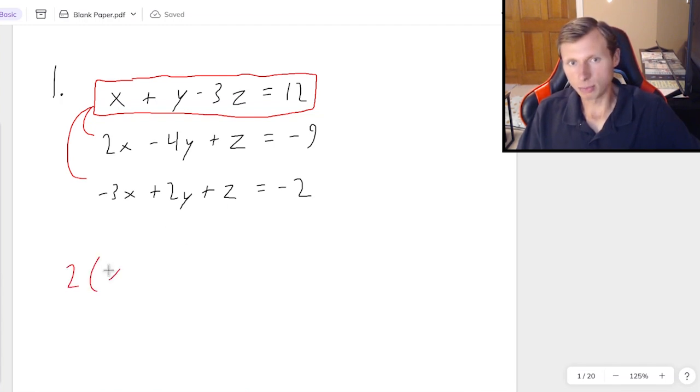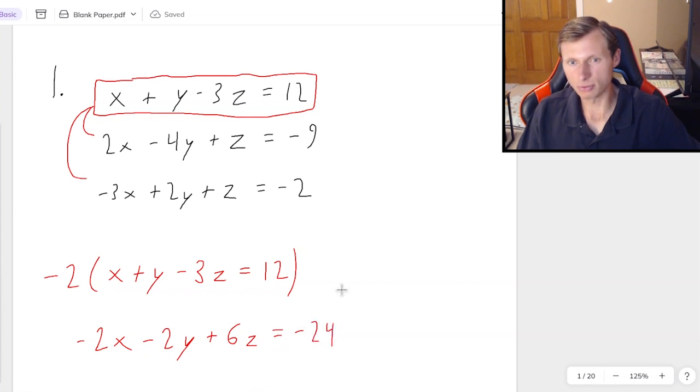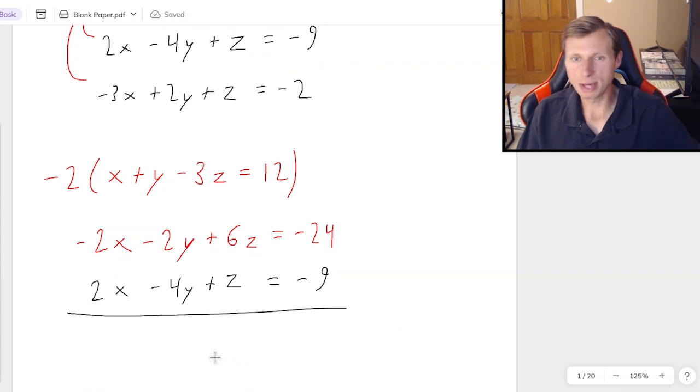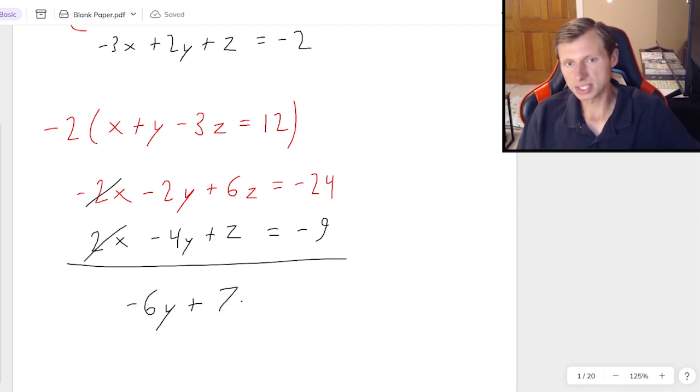So first I'm saying multiply the top equation by 2, everything by 2. Actually -2, because I need to cancel out the +2. That gets me -2x minus 2y plus 6z equals -24. Then I'm just going to rewrite the second equation: 2x minus 4y plus z equals -9. Now, just like in the elimination method normally, I'm going to add the equations together. The x's cancel. I get -6y plus 7z equals -33.